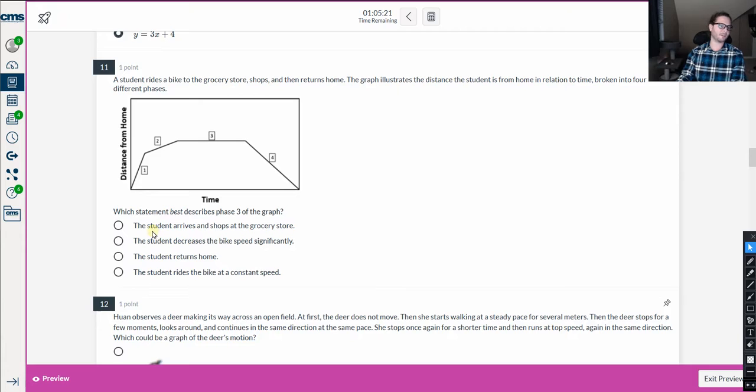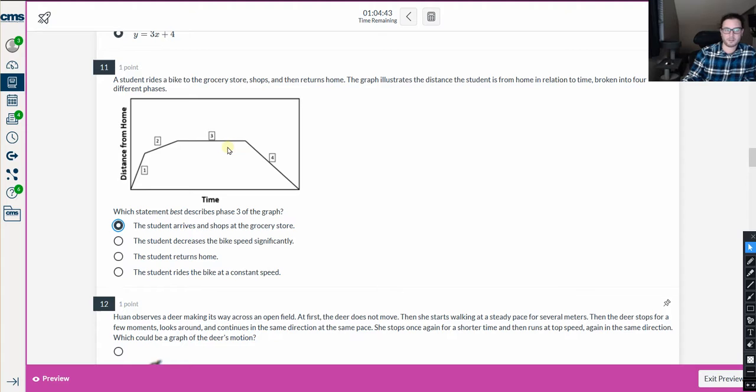So A says that he arrives and shops at the grocery store. That would make sense because that would mean that he's not getting any farther from home, but he's also not getting any closer. So that makes sense. He decreases his bike speed. No, that's not really what's happening. He would still be moving farther away, albeit slower. The student returns home. No, that's kind of what happens way down here at the end. He rides his bike at a constant speed. Again, no, that explains why these are straight lines, but it doesn't explain why his distance from home isn't continuing to increase.